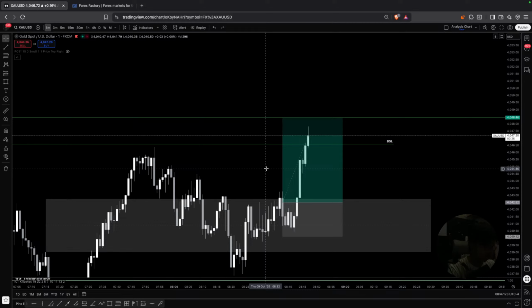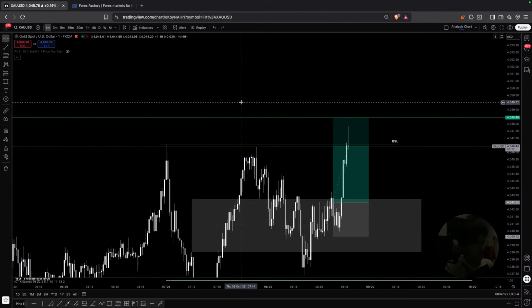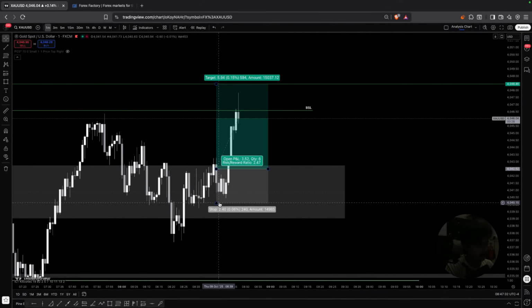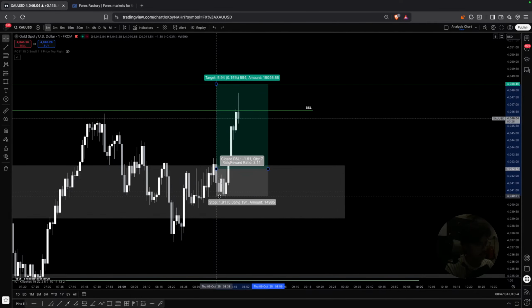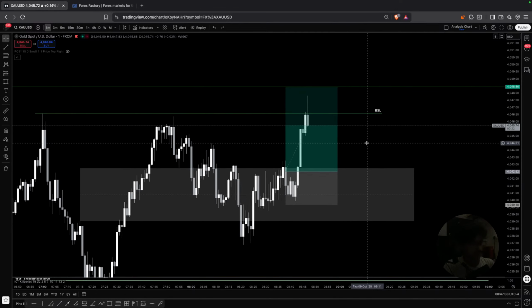Once the market goes to that point, we can take an entry. Okay, trail the stop loss at this point. Make sure to keep the stop losses as small as possible.